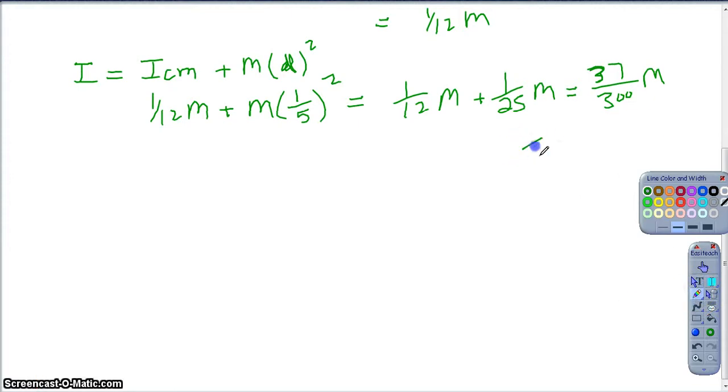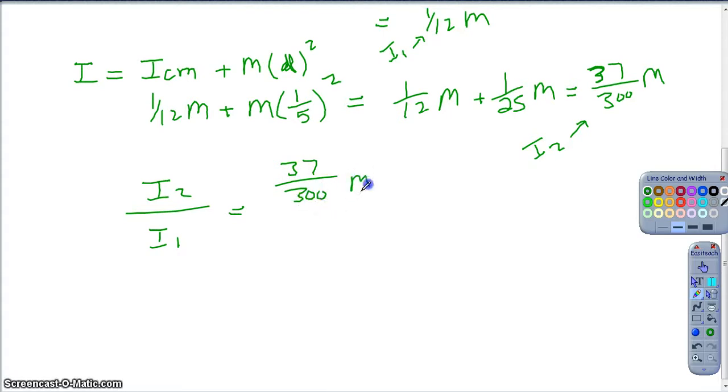So this is my second moment of inertia, if you will. My first one was just the 1/12 m. They asked me to find the ratio between the two. So the ratio between the two would be just I2 over I1. So 37 over 300 m divided by 1 over 12 m. Well, obviously the nice thing is the m's can cancel out, so I just have to simplify and clean up this fraction. And when I do that, I end up getting a ratio of 37 to 25.